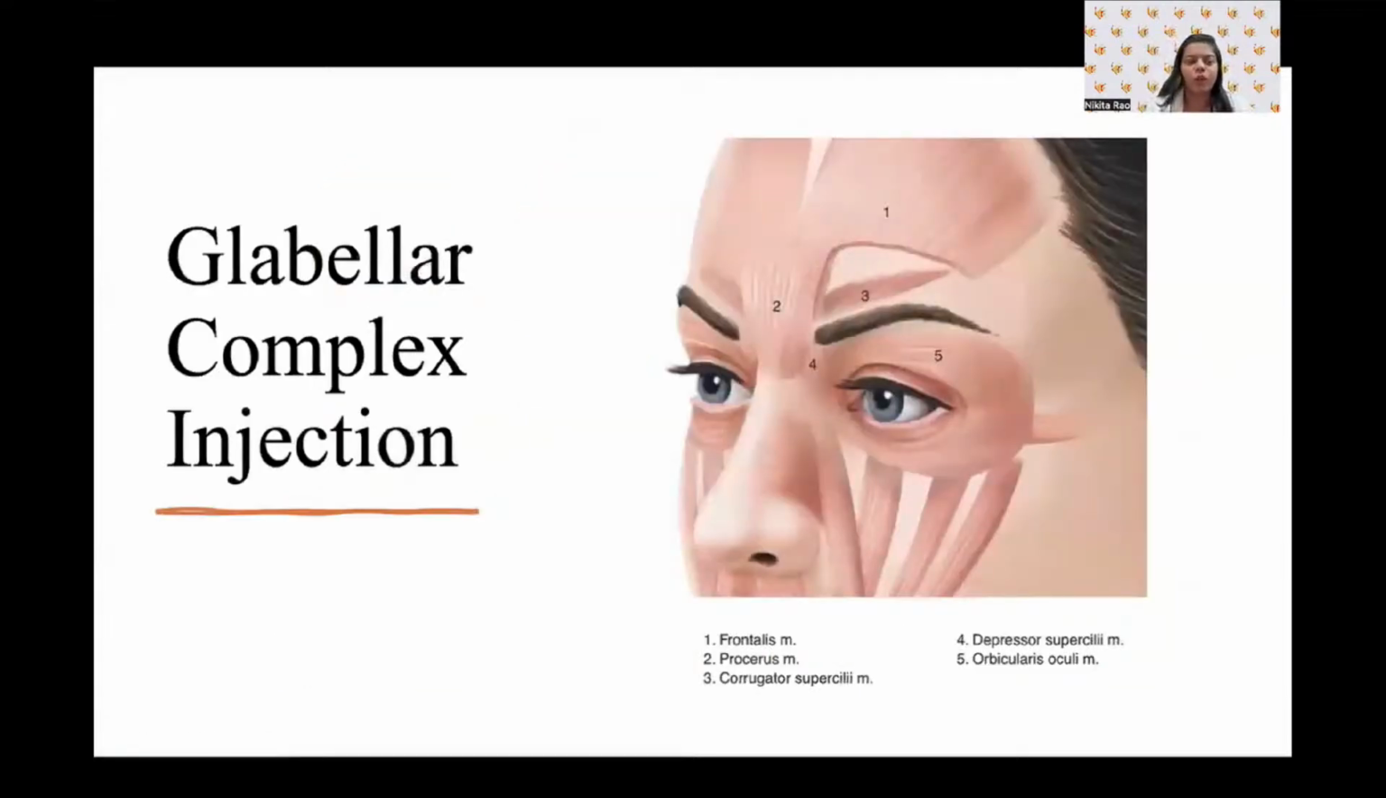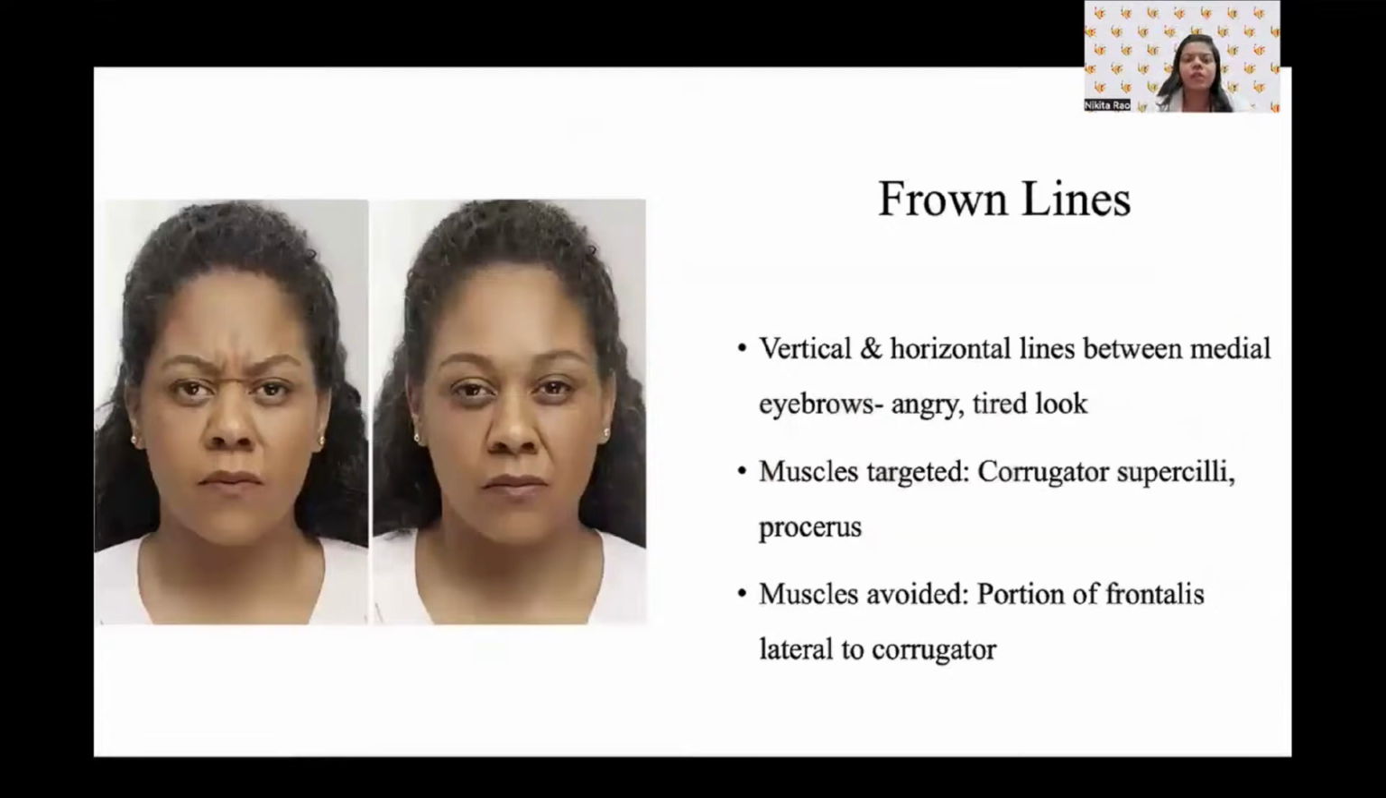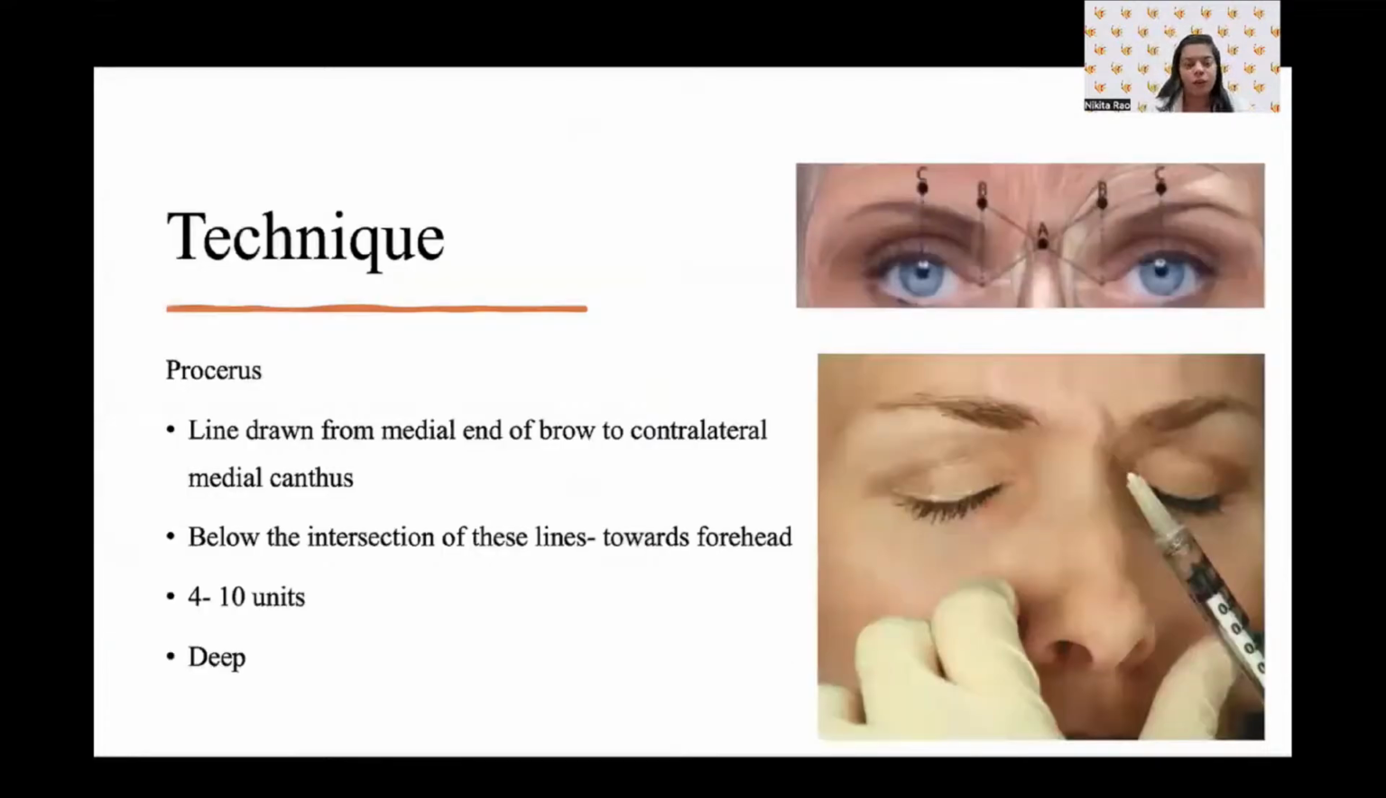Coming to injection of the glabellar complex. Frown lines are vertical and horizontal lines between the medial brows and give an angry and tired look. Here we are targeting muscles like corrugator supercilii and procerus, and the muscle to be avoided is the portion of frontalis lateral to the corrugators.